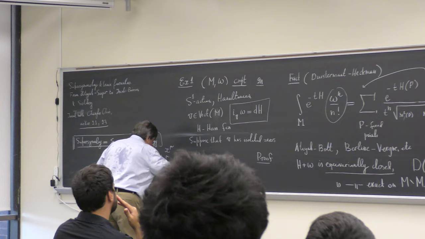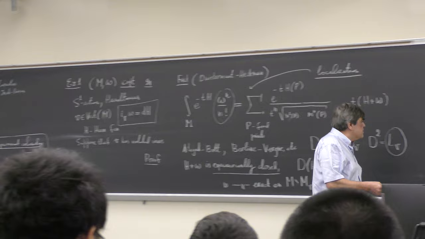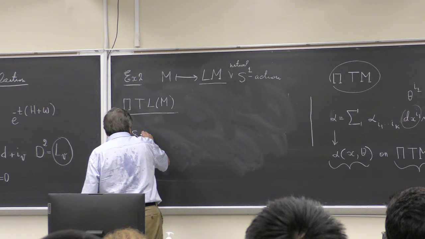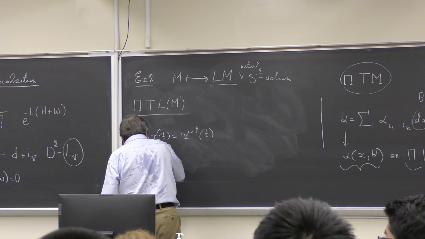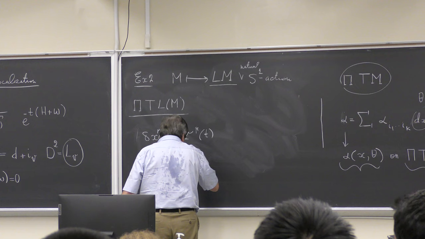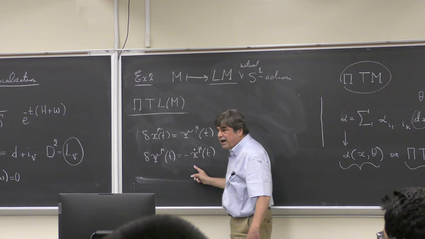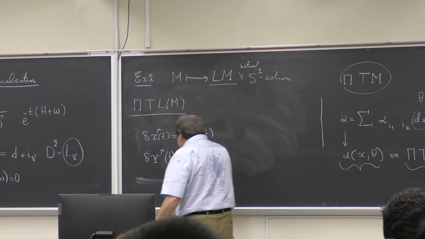Now we will consider the supersymmetry transformation. Here you have x of t, x^μ, is ψ^μ of t, and δψ^μ of t is negative, well, negative is not important, but let's put it negative, ẋ^μ of t. Dot stands for the time derivative. So that's the component of a corresponding vector field. That's the supersymmetry transformation.